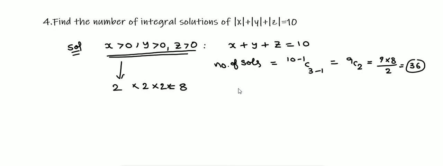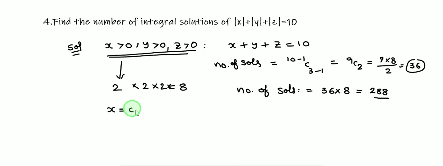So therefore, finally in this case, the number of solutions is equal to 36 times 8, which is 288. All these are non-zero integral solutions. Now there is a possibility of x equal to 0, y greater than 0, z greater than 0. So that means only x is 0. Then y plus z equal to 10.